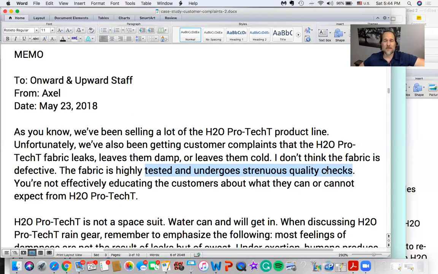I want to make this very, very bullet clear. And that is, folks, it could be a product issue, could be a user issue, could be an employee issue, meaning the employees are not educating the customers well enough. Could it be a combination of those? I don't know. Could be too, right? So what's interesting here is how you play it and how you ferret that out in emails with Axel. It shows me your rhetoric, your savvy, if you will, on this one. Okay, you're not effectively educating the customers about what they can or cannot expect from HTO ProTech.